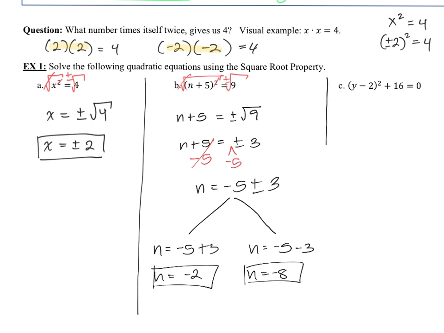All right, let's look at the last example. So is this in the perfect setup to use the square root property? Well, we have our variable minus something, squared power, but then there's this random 16 over here. Okay, so we're going to have to subtract that from both sides.